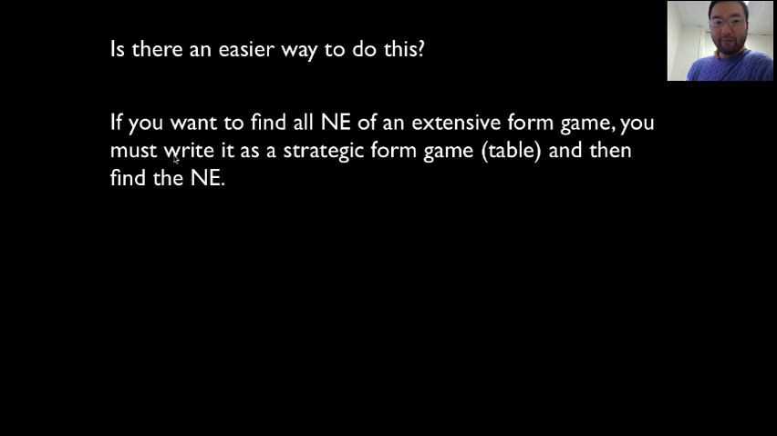And this is the third point, which is new. Is there an easy way to do this? Okay, well, if you want to find all Nash equilibria of an extensive form game, you must write it as a strategic form game, i.e. a table, and then find the Nash equilibria. So if you're in a situation where, like the high school prom example, to find all Nash equilibria, you have to write it down as a table. Okay.